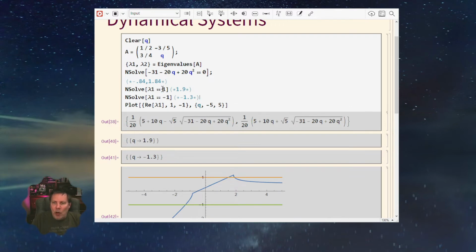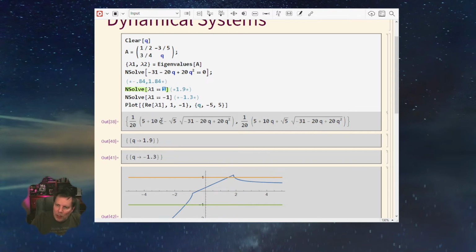Now, why do I want an eigenvalue of 1? Well, that's a stable system. I have to make sure that it actually is a stable system when I look at the eigenvalue associated, when Q is 1.9 and I look at lambda 2. Don't forget, you're dealing with two eigenvalues here.